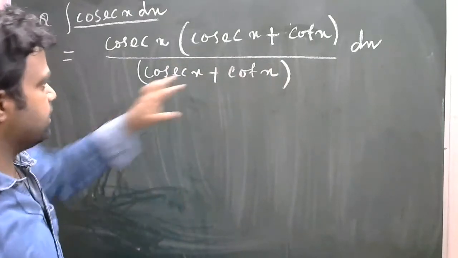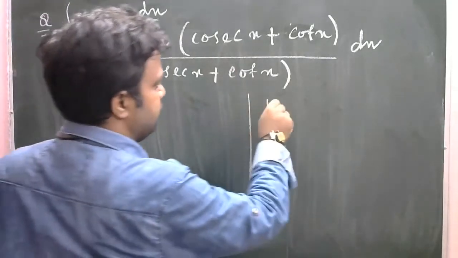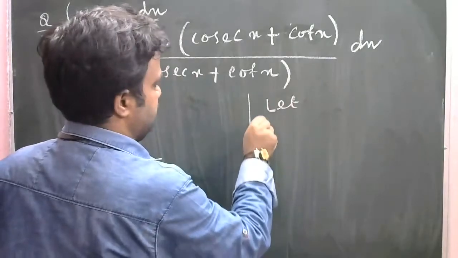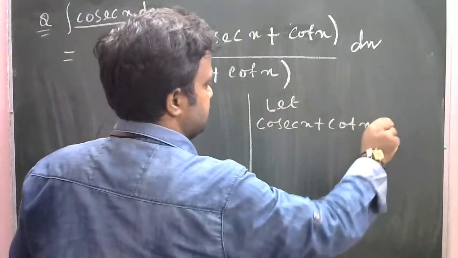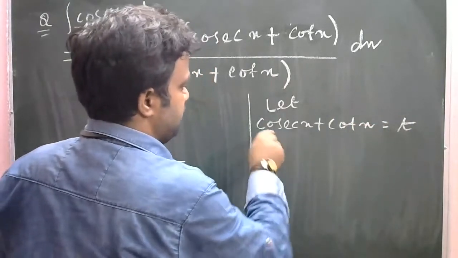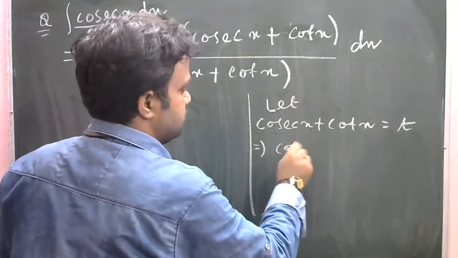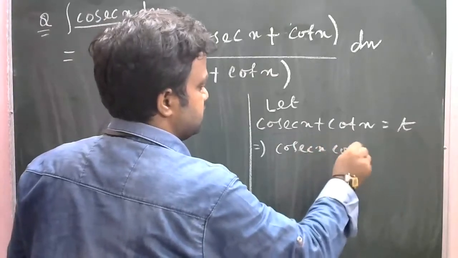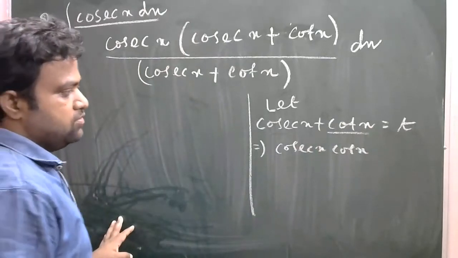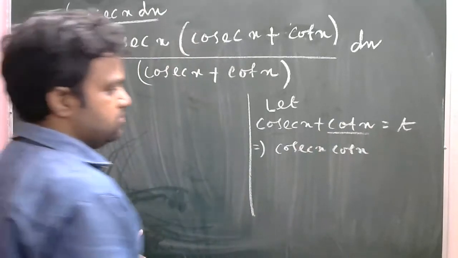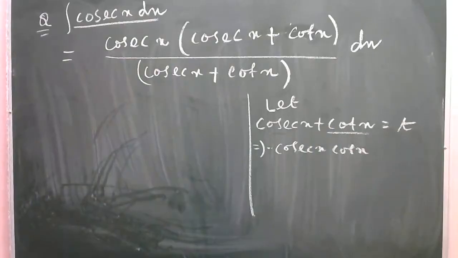So it will be the integral of cosec x. What you will do is let cosec x plus cot x be t. So what is the derivative of cosec x? Minus cosec x into cot x. And what is the derivative of cot x?